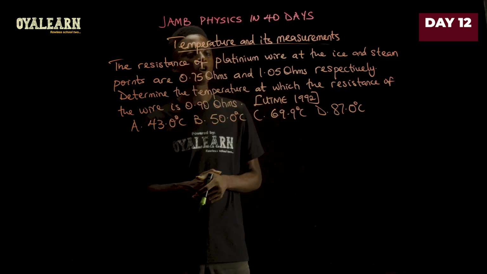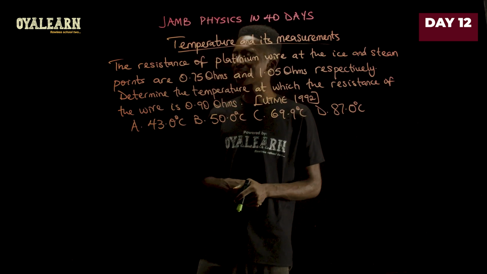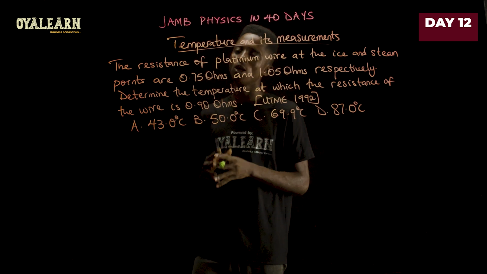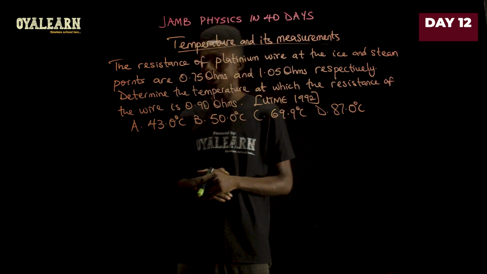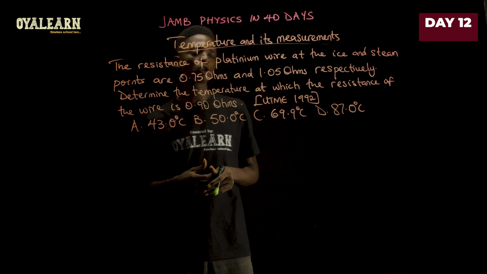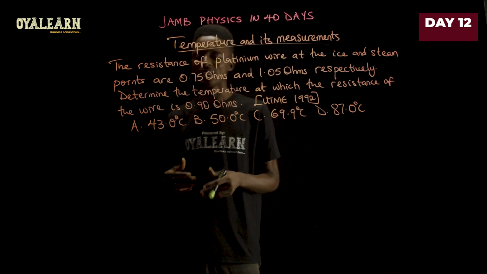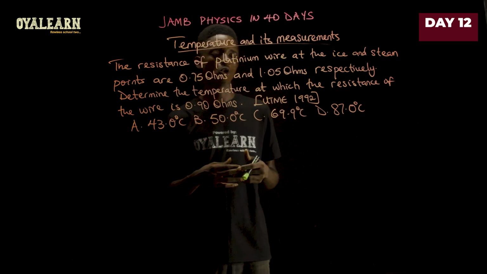The resistance of a platinum wire at the ice and steam points are 0.75 ohms and 1.05 ohms respectively. Determine the temperature at which the resistance of the wire is 0.90 ohms.